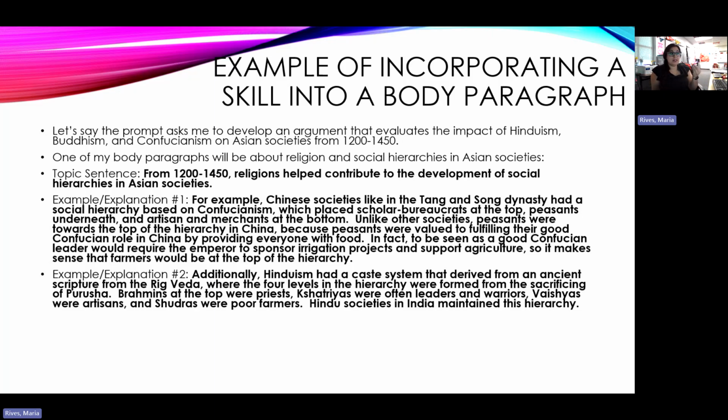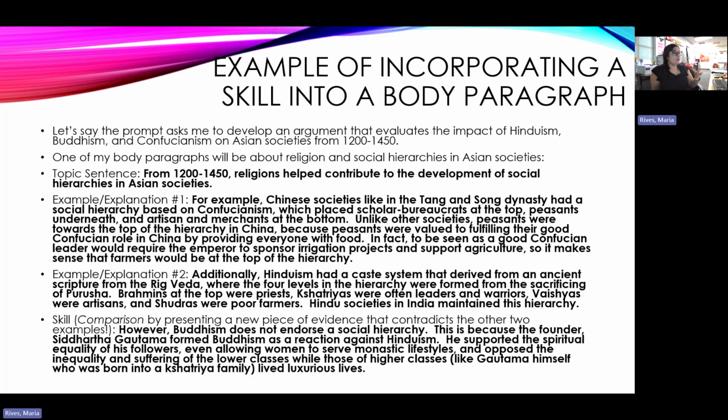I've also said that the hierarchy is going to lead to what people's jobs are. And I say Hindu societies in India maintain this hierarchy. But then for my skill part, I bring in comparison by presenting a new piece of evidence that contradicts the other two to show a difference.